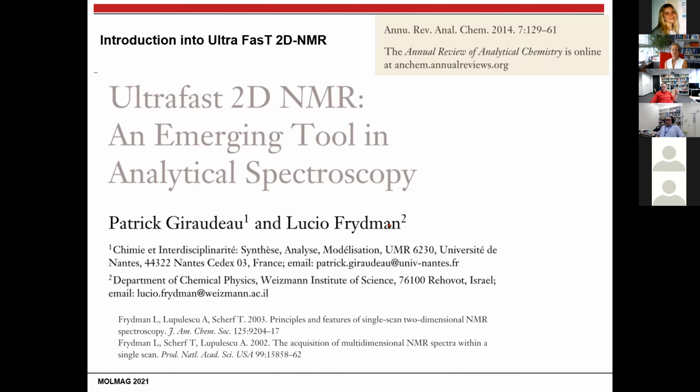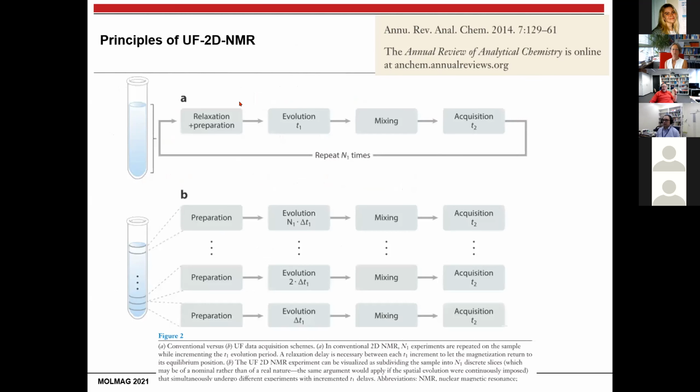This is just for those who don't know the techniques. This is a very nice review by Lucio Frydman and Patrick Giraudeau, who explain how ultra-fast 2D NMR works. In principle, it's a technique which is related also to tomography. You apply an NMR gradient on your sample. By this gradient, you have different slices, and each of these slices more or less corresponds to the normal T1 step in the normal 2D NMR experiment. So with this, basically, you can do the whole 2D experiment in a single shot.